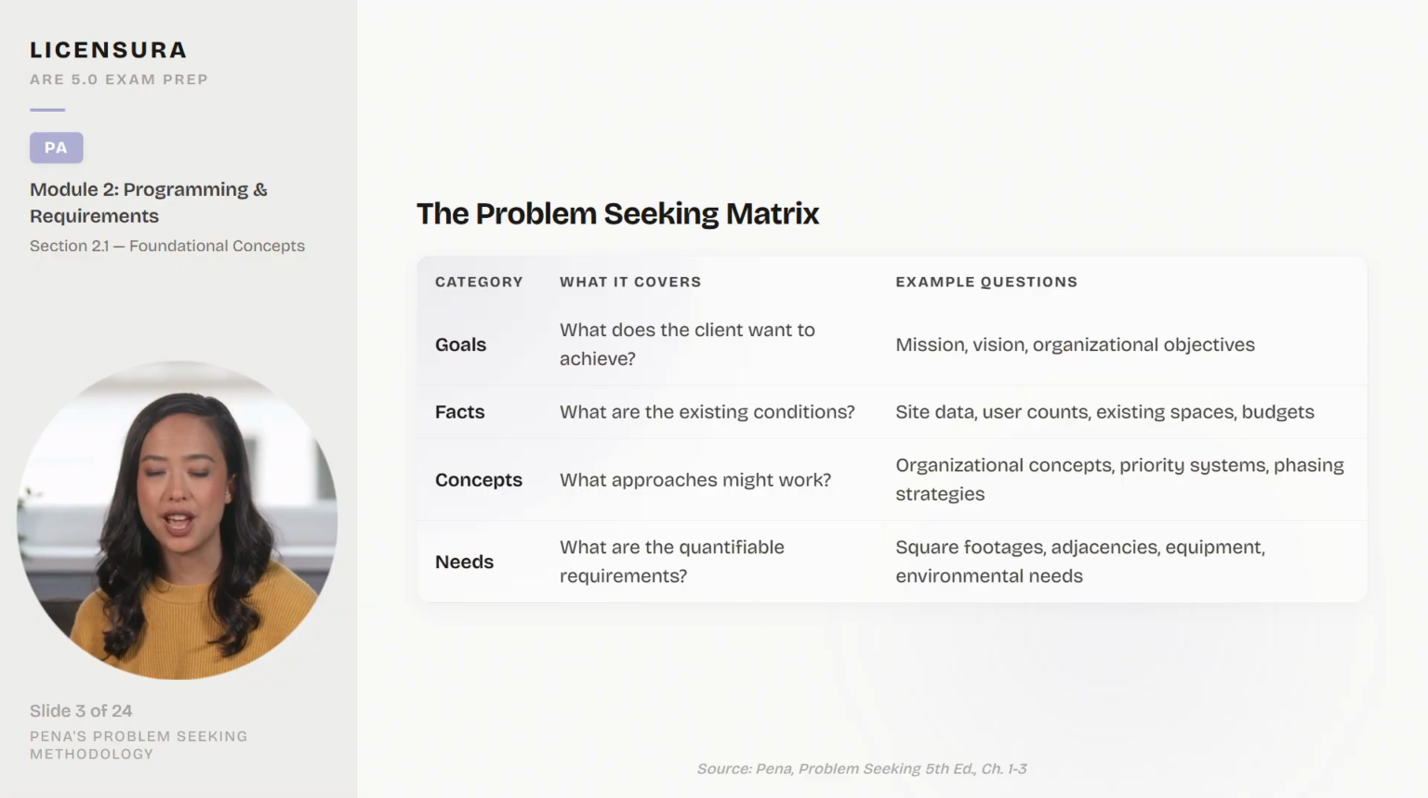Goals capture what the client wants to achieve, their mission and vision. Facts document existing conditions like site data, user counts, and budgets. Concepts explore organizational strategies and functional relationships. And needs quantify the requirements, square footages, adjacencies, and equipment. Each category is then examined through function, form, economy, and time, creating a comprehensive 16-cell framework.